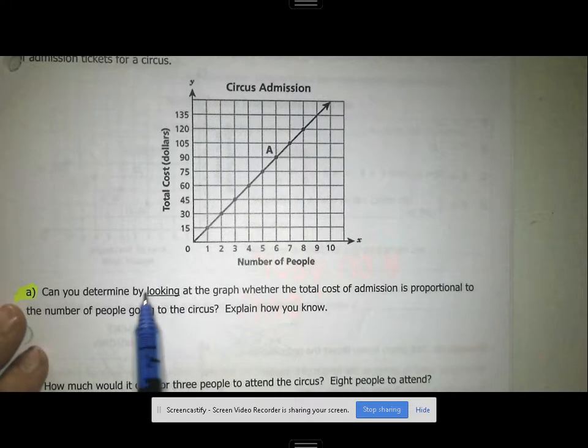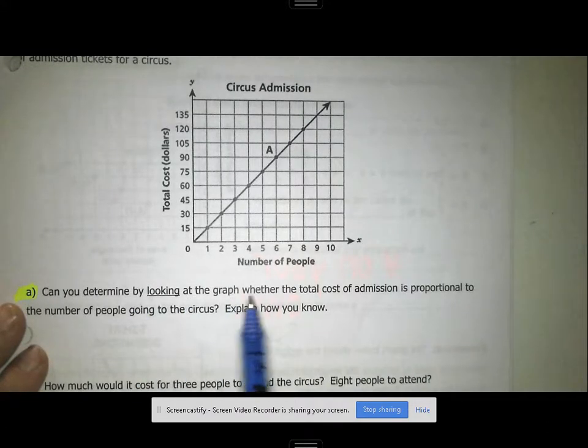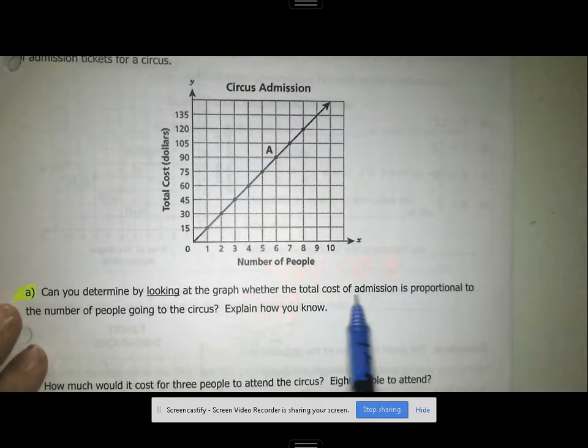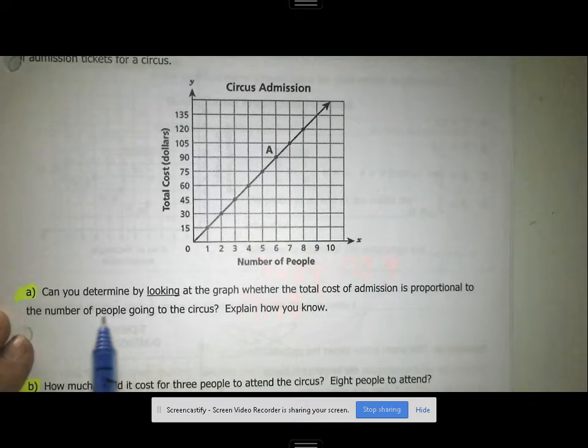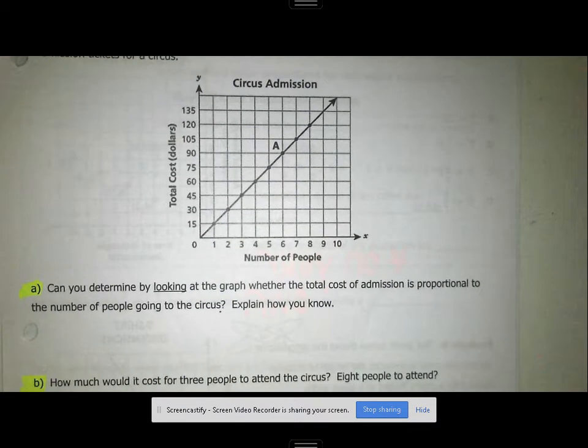Can you determine by looking at the graph whether or not the total cost of admission is proportional to the number of people going to the circus? Explain how you know. Is this graph proportional? Yes or no?